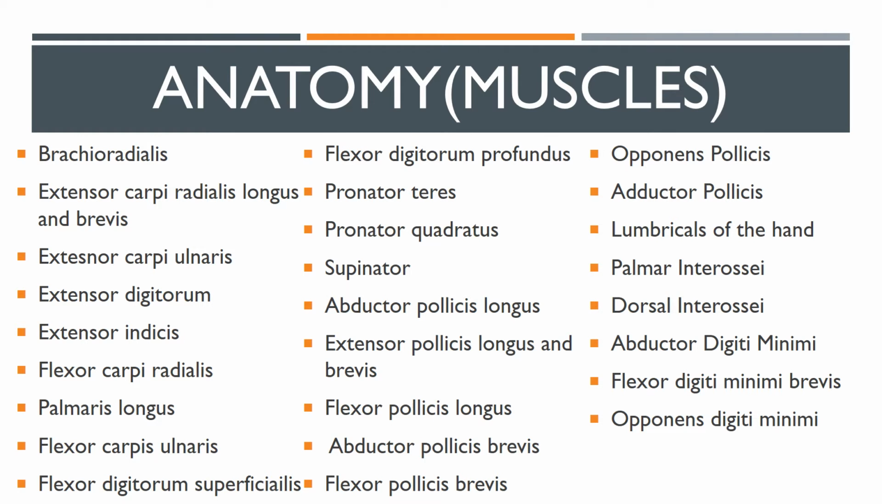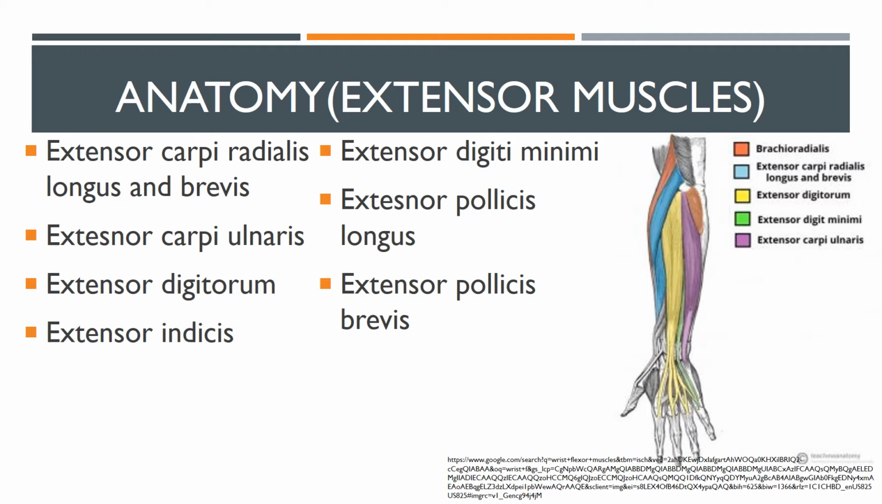These are the muscles that include the forearm and the hand. Just a few of them. These are the extensor muscles of the forearm and the hand. It includes the extensor carpi radialis longus and brevis, extensor carpi ulnaris, extensor digitorum, extensor indicis, extensor digiti minimi, extensor pollicis longus, and extensor pollicis brevis. On the right, there's a picture of the layout of some of them.